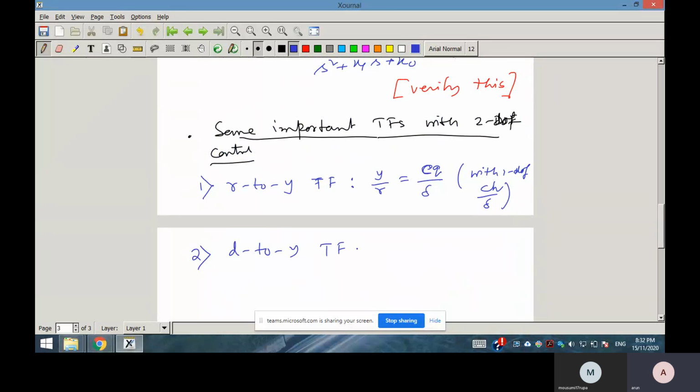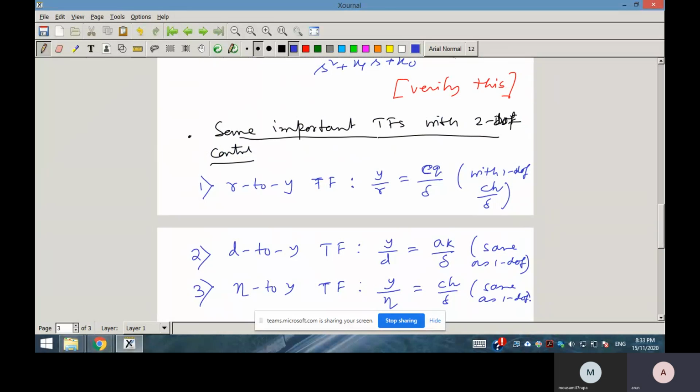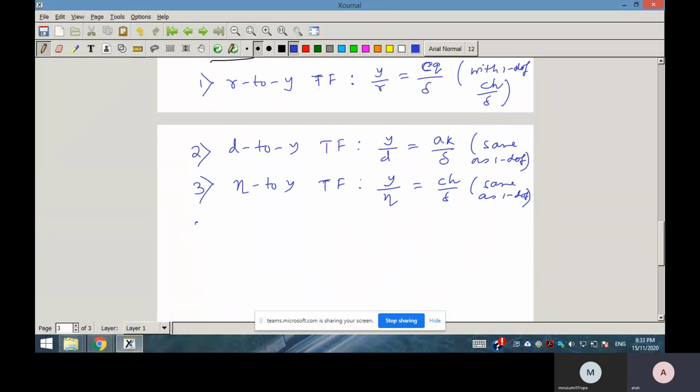D2Y transfer function. D2Y transfer function is y by d. Y by d transfer function here, you can easily see, is AK by delta. That means same as what we got with 1 degree of freedom. The D2Y transfer function will not change in case of 2 degree of freedom. Similarly, eta to y transfer function, y by eta. Again, you will see it is CH by delta. So this is same as 1 DOF. So now, what is the last one?